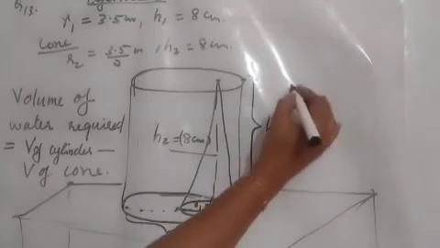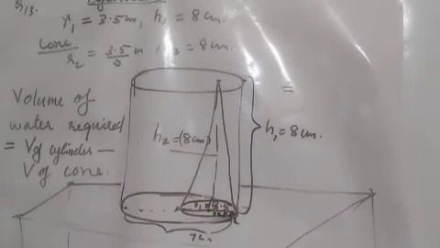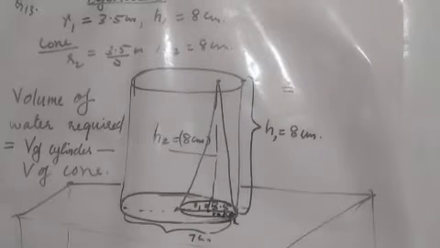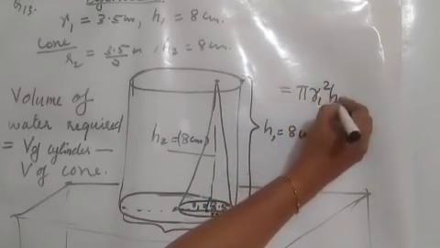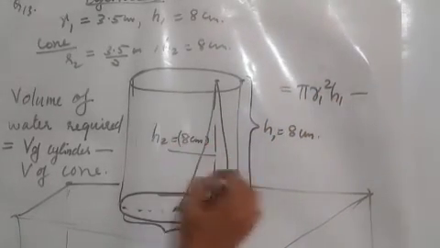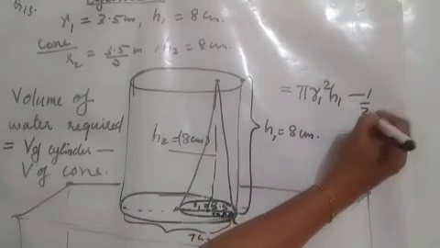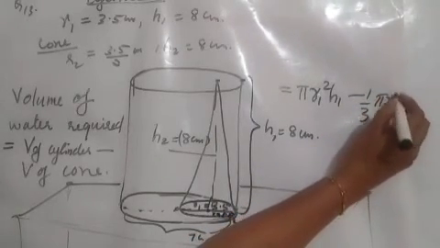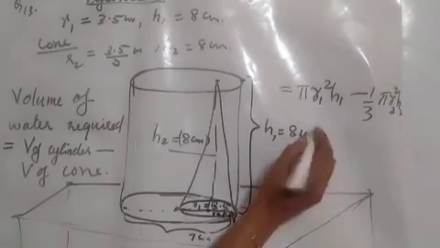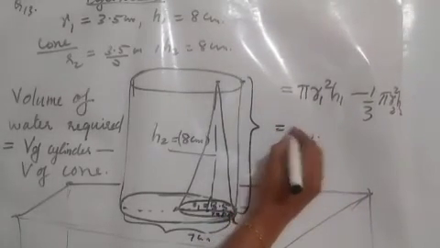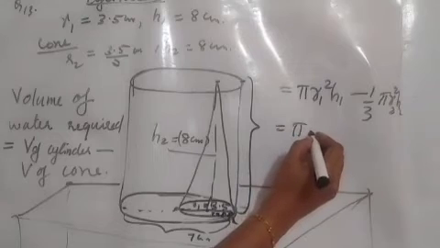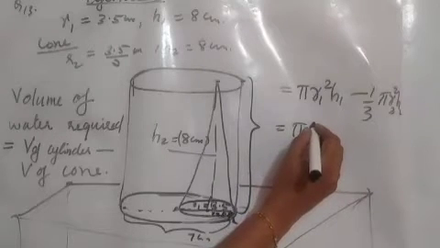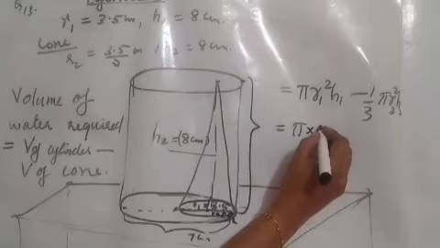So how can we find the value? Is equal to, what is the volume of cylinder? Pi r square h. Okay, pi r1 square h1 minus volume of cone, 1 by 3 pi r2 square h2. Okay, that's equal to, pi is common and h is also common, no? h is 8. Okay, we can write pi into r1 square.